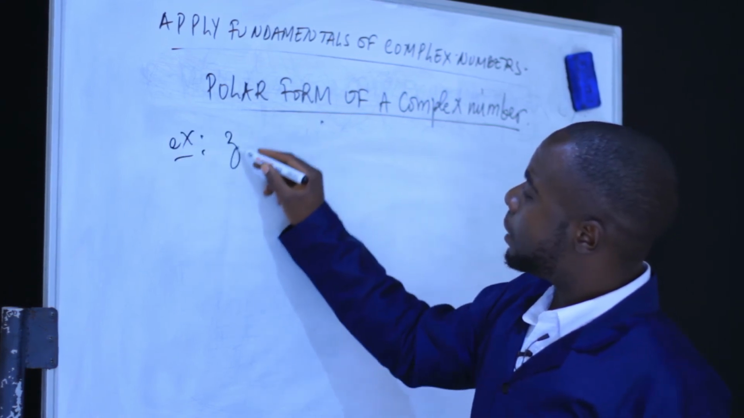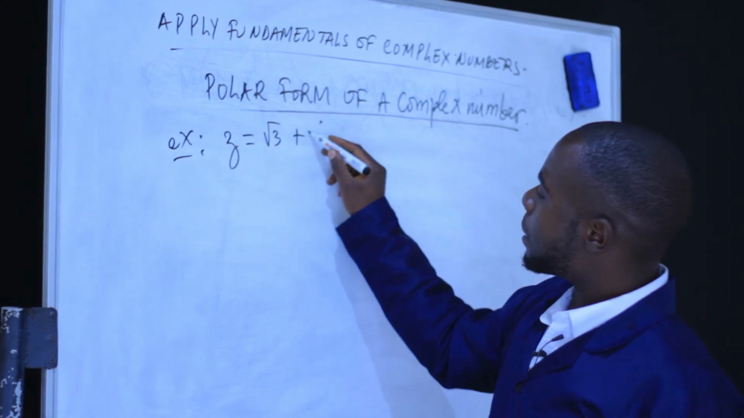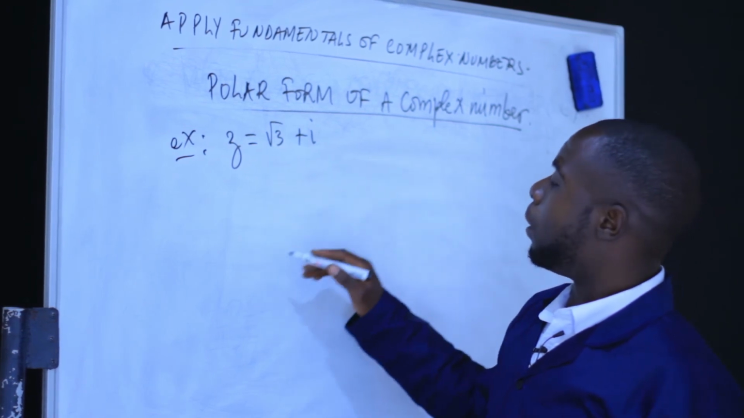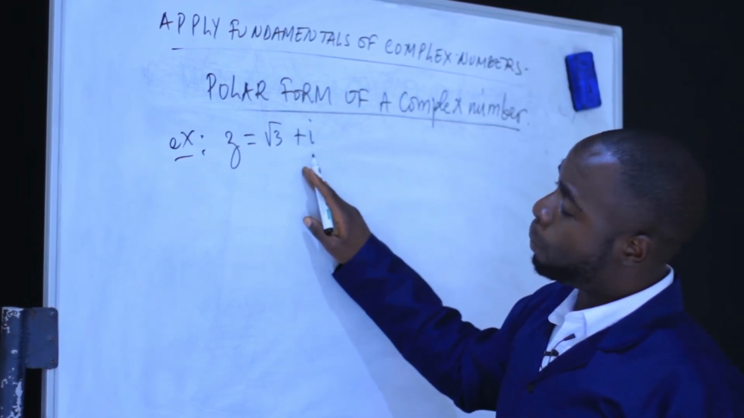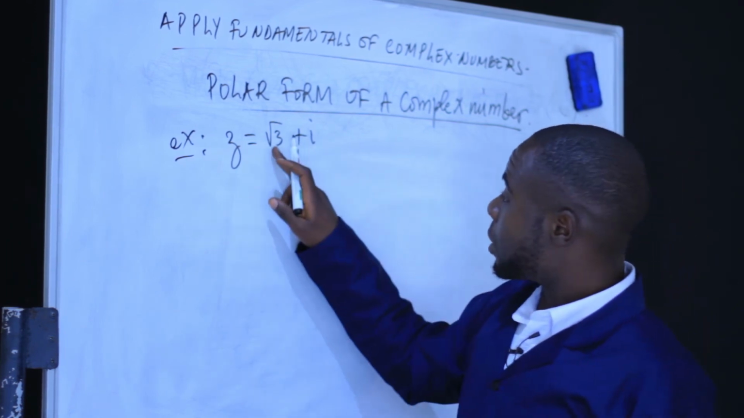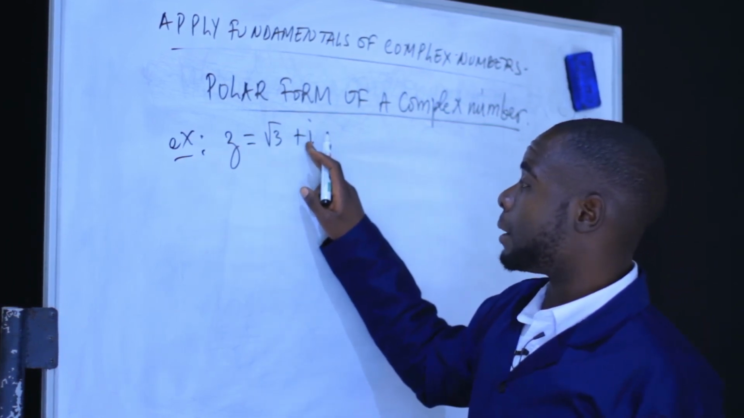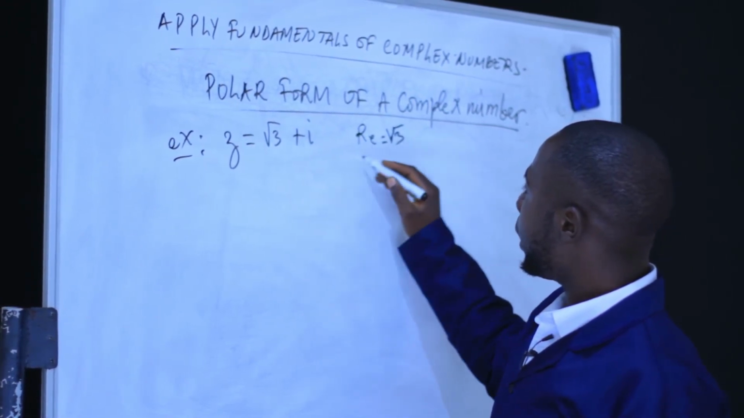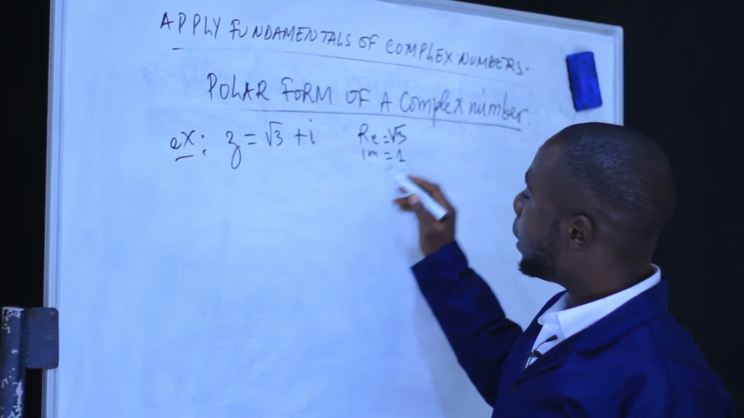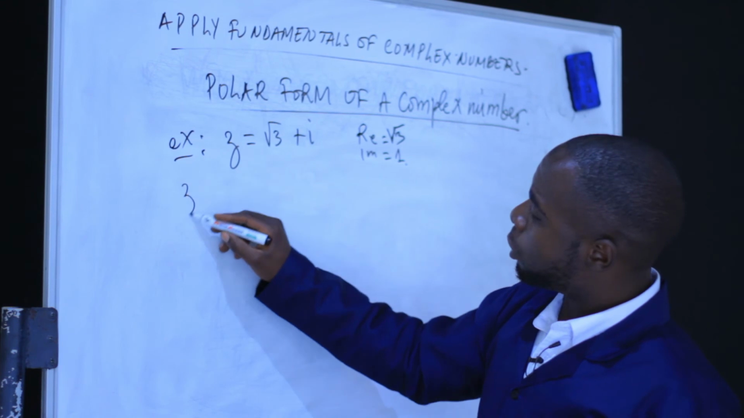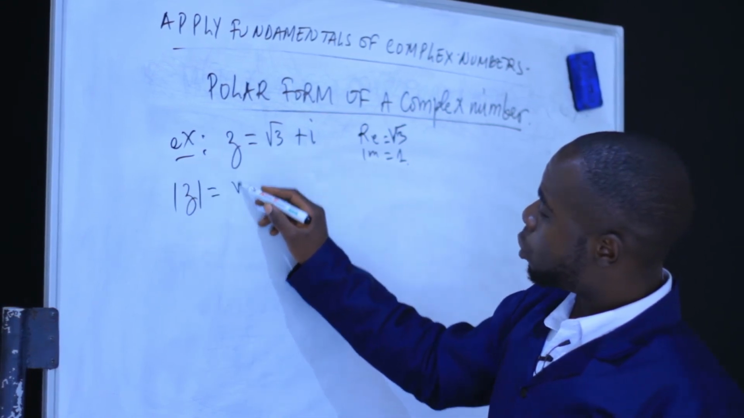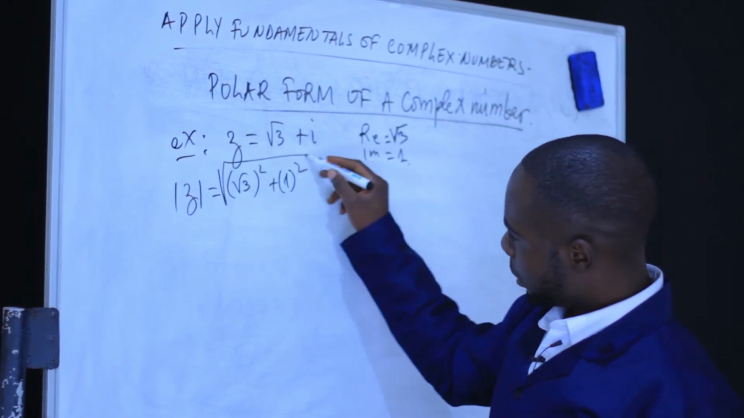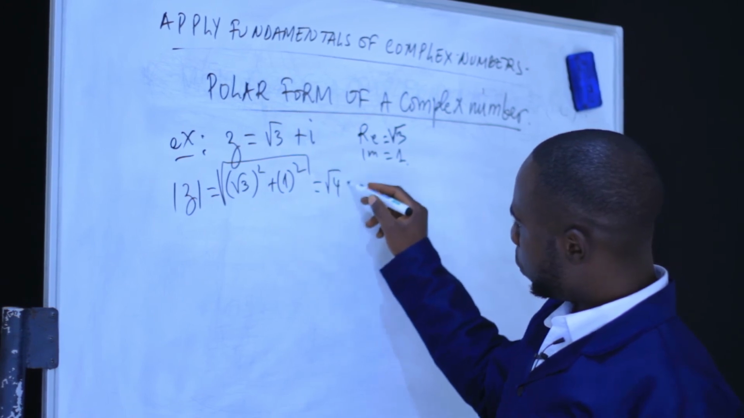Example: z is equal to the square root of 3 plus i. You are asked to calculate the polar form of this algebraic form of a complex number. First, this is the real part, the square root of 3, and this is the imaginary part, which is 1. Then first we can calculate the modulus. The modulus is equal to the square root of the square root of 3 squared plus 1 squared, which is the square root of 4, equal to 2.